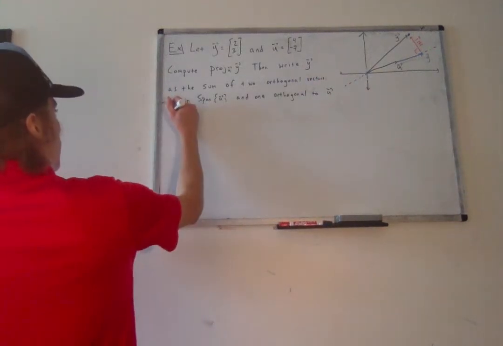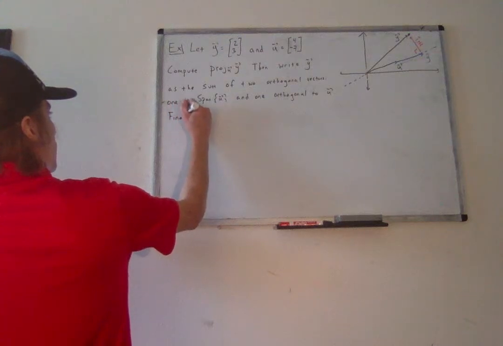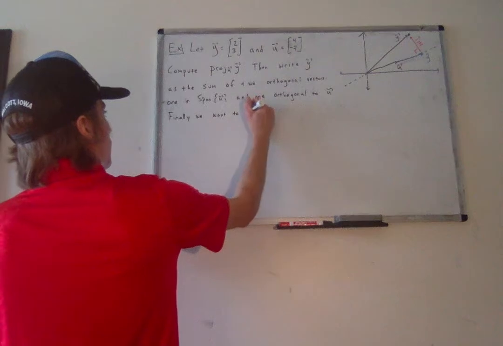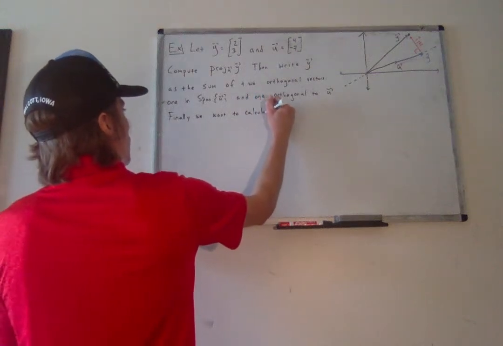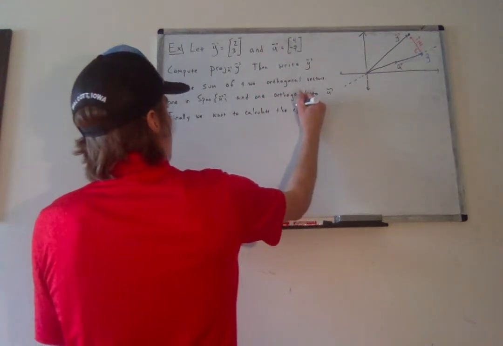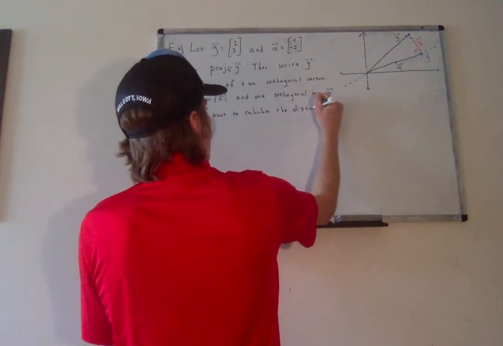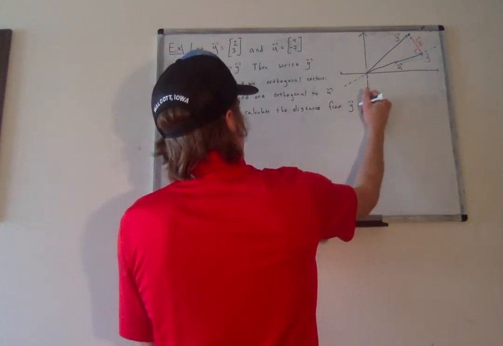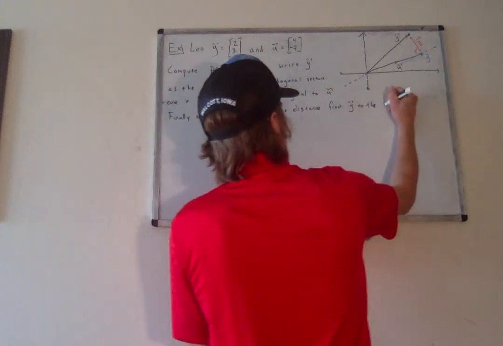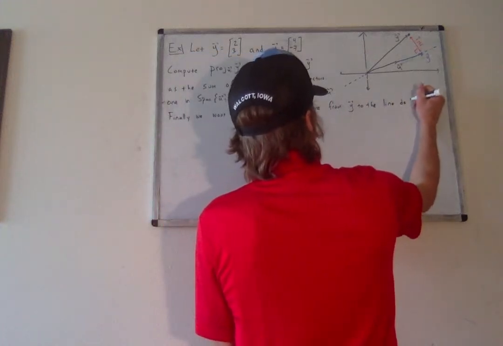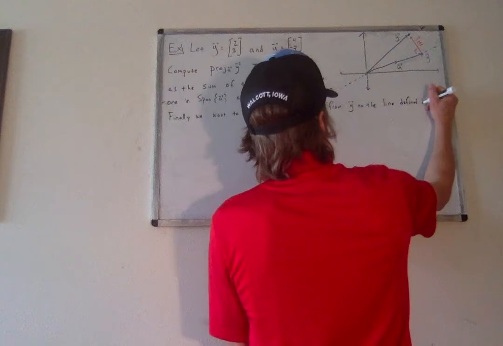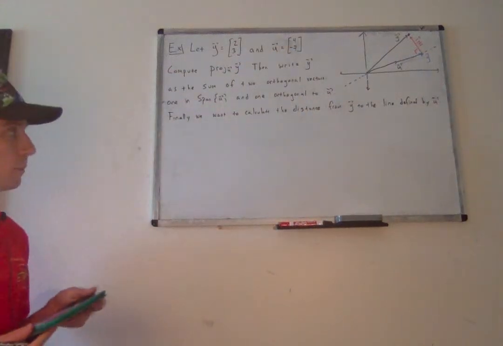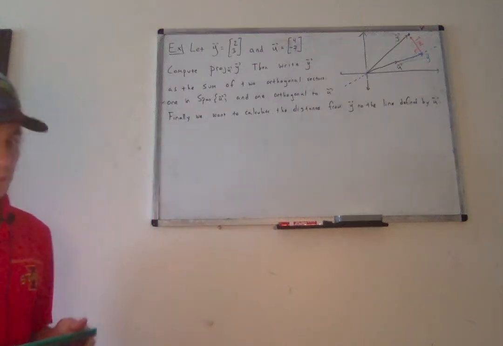And then finally, we want to calculate the distance from y to the line defined by u. And that will just be the length of the vector z we eventually calculate.